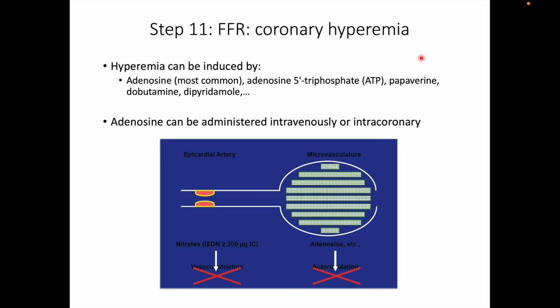Whereas for FFR, now is the time to give adenosine. You've got to induce coronary hyperemia. Adenosine will act on the microcirculation, whereas the nitrates that you've already given act only on the epicardial vessels. They don't affect the microcirculation.